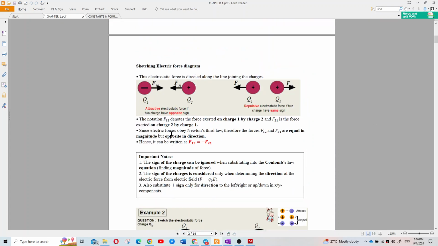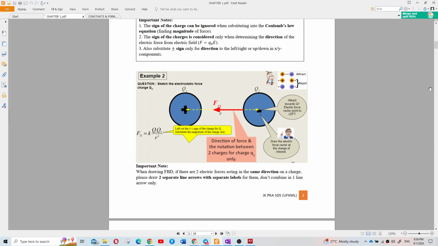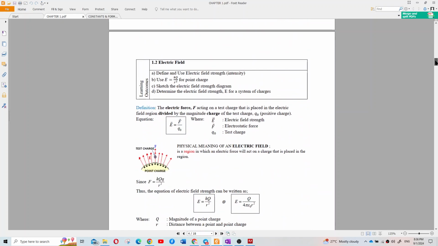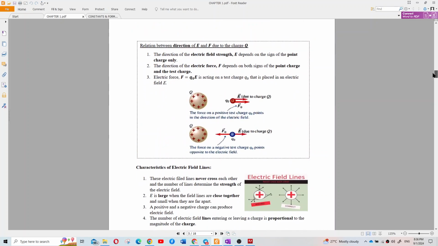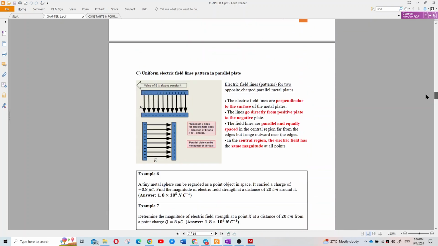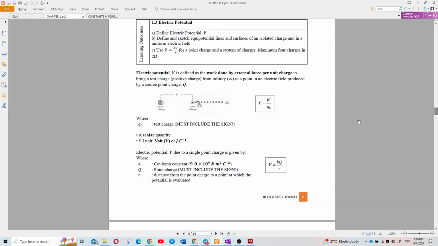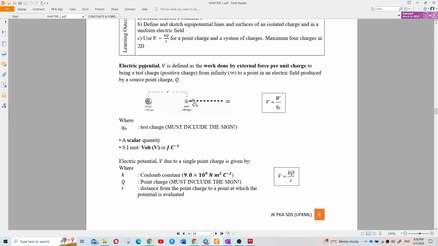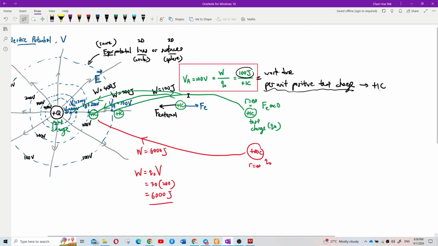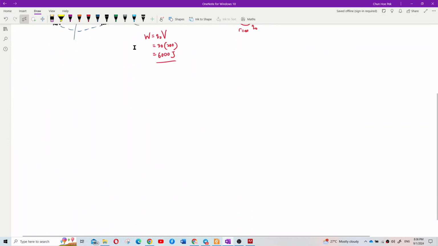You see, for force, the sign of charge can be ignored. But now, for potential, talking about potential, you must include the sign. Point charge also must include the sign. Why? What is the difference? Why is there a difference? Let me summarize this one.